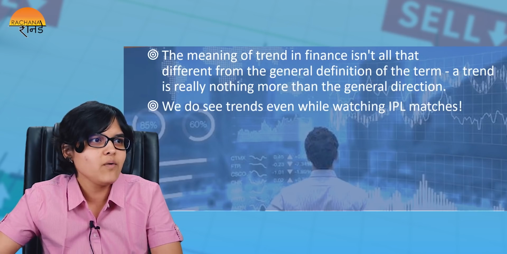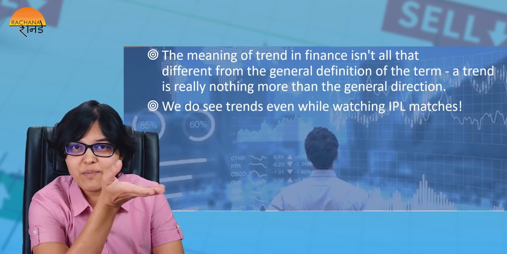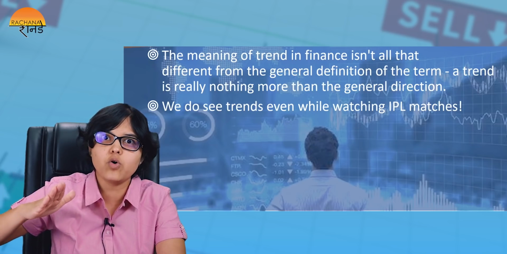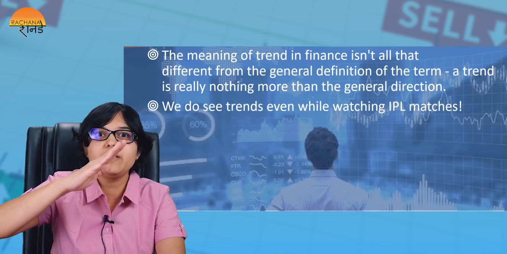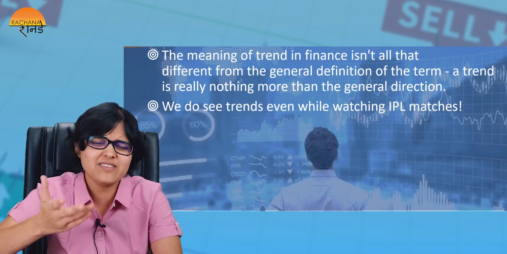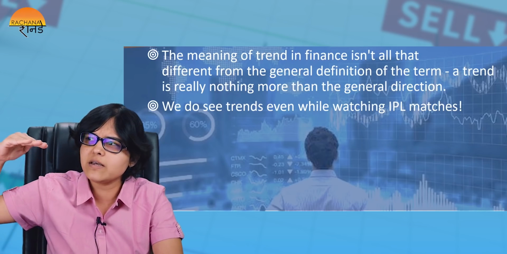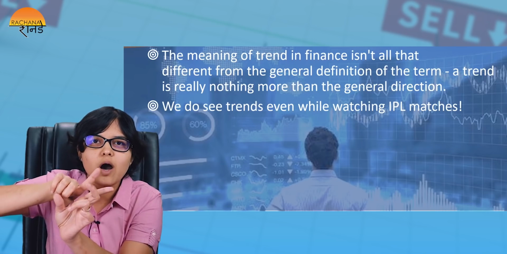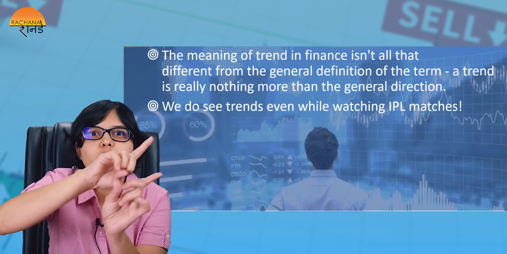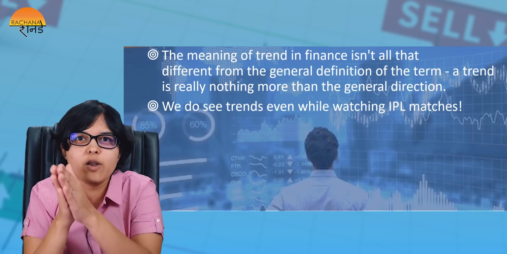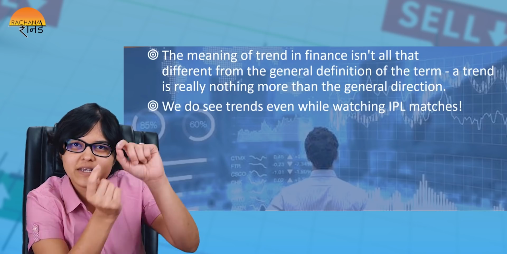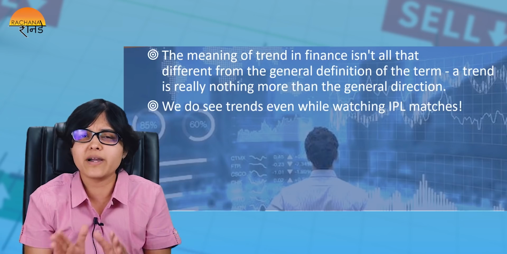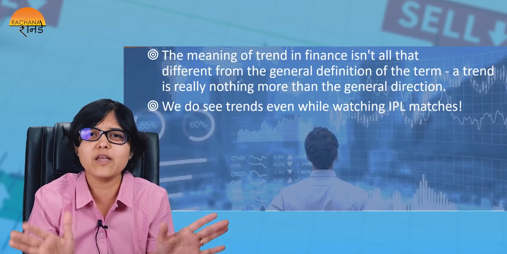We even see trends while watching IPL matches. You can see here that this was the score after 15 overs, so this can be the predicted score after 20 overs. That's a trend. Or take India versus Pakistan, let us say. In which way the scoreboard is going at the end of 10 overs, who was at which place, that's nothing but a trend. So it does not have a very different meaning in stock markets. I hope you have understood the simplest meaning of a trend.